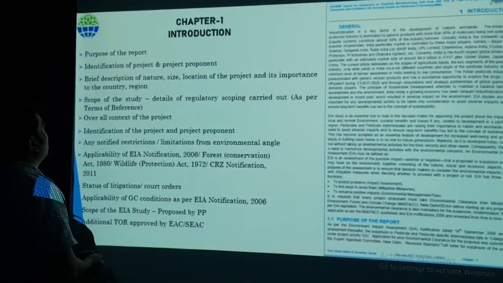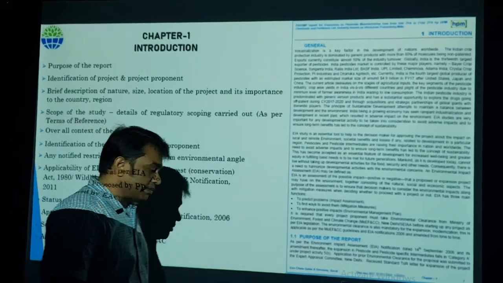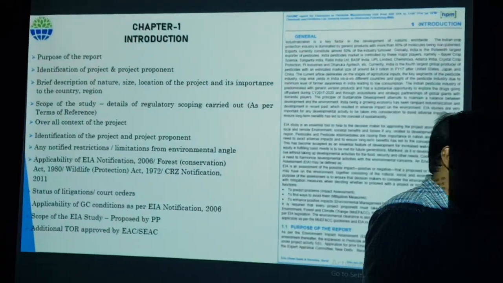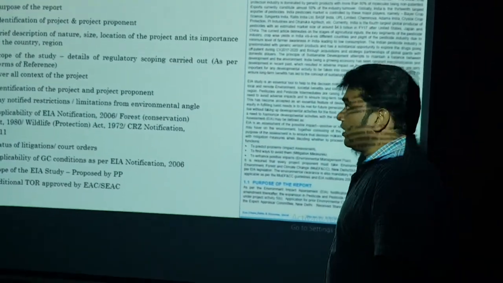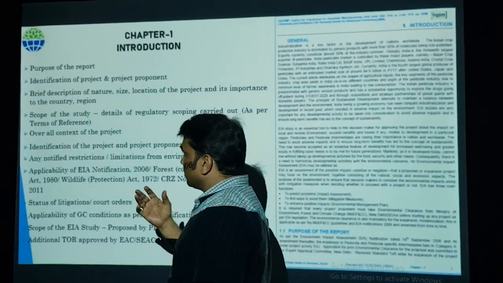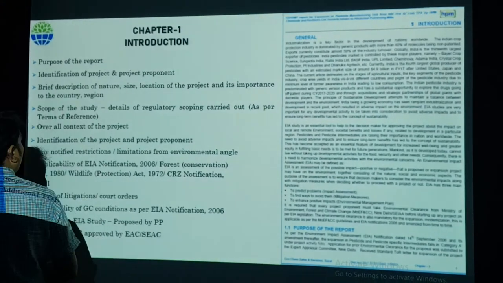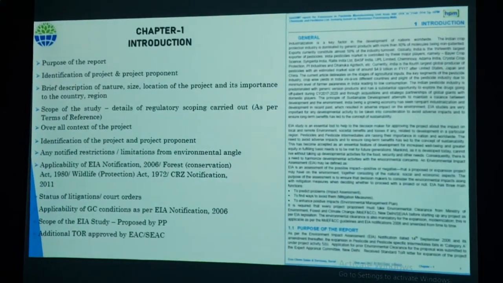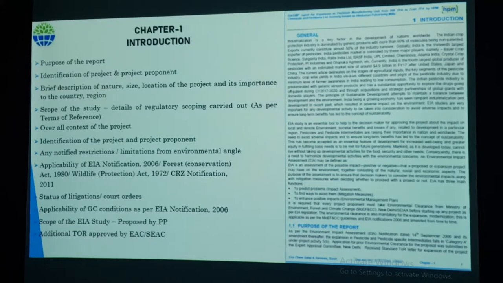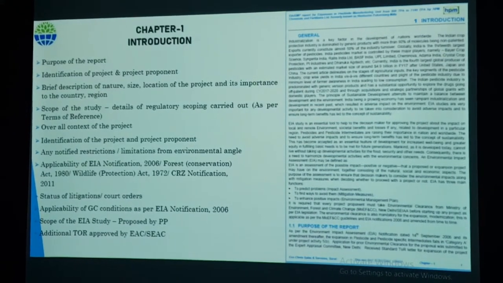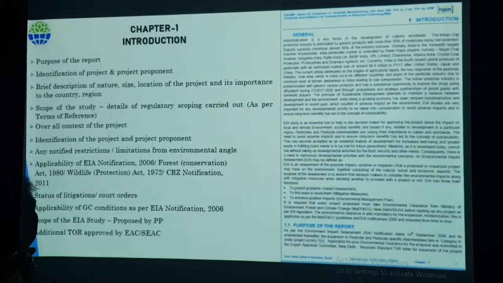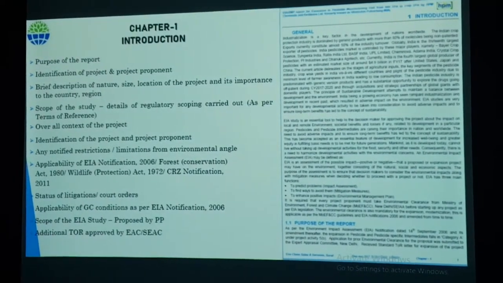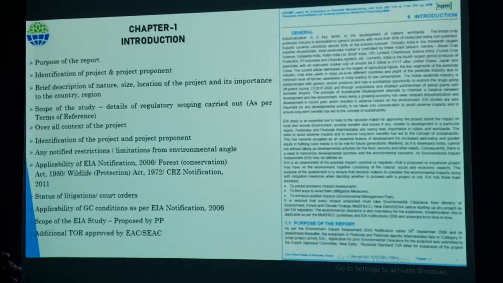First chapter, it is the introduction. Introduction about what? Introduction about exactly the project and the EIA. Means first we have to write about the purpose of the report. Second, identification of the project and its proponent, who is proposing or expanding their project. Brief description of nature, size, location of the project and its importance to the country and the region. Region means the local region.